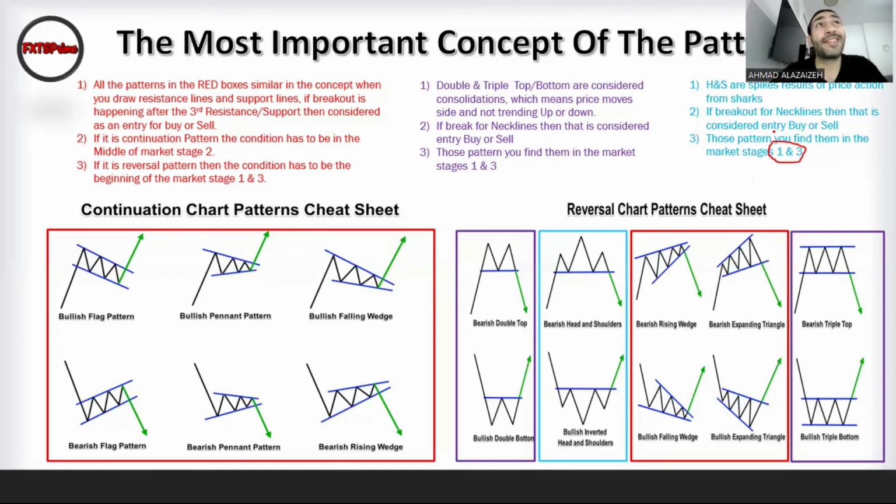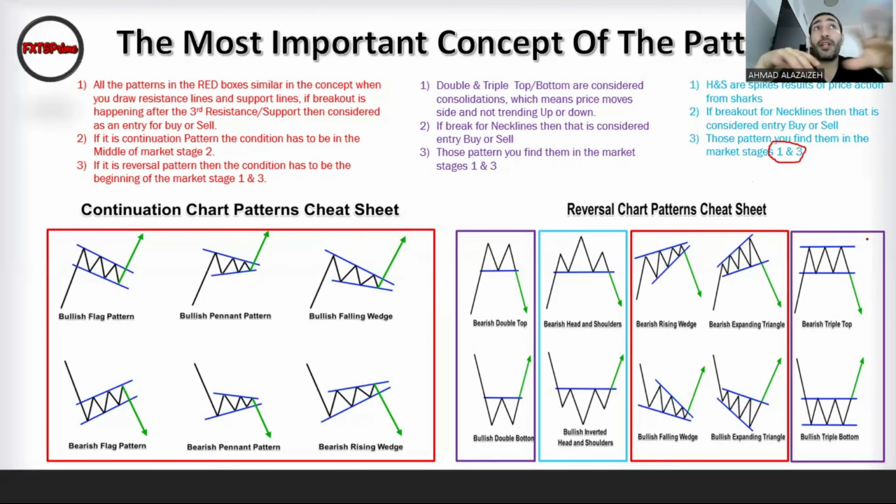So guys, in general, those are all the patterns you can see on the chart. However, what I want you to take from this slide: the flag, the pennant, the falling wedge, the rising wedge, the expanding triangle, all those patterns, whether it's a continuation or reversal, they are all triangular.